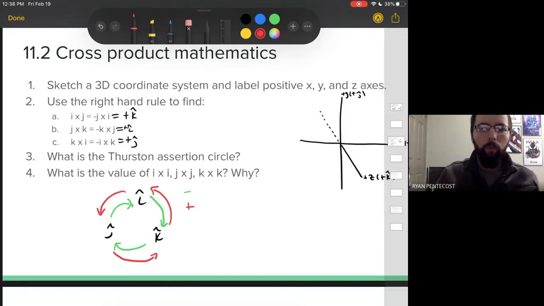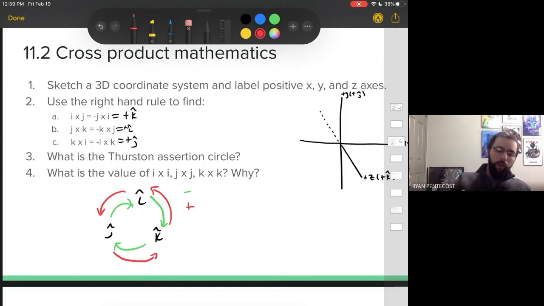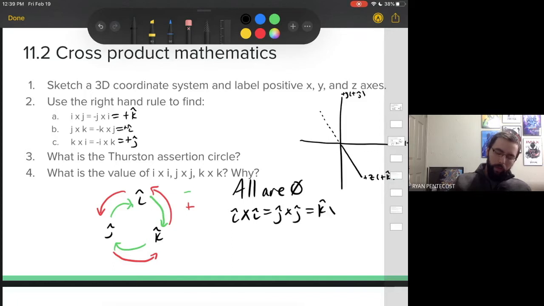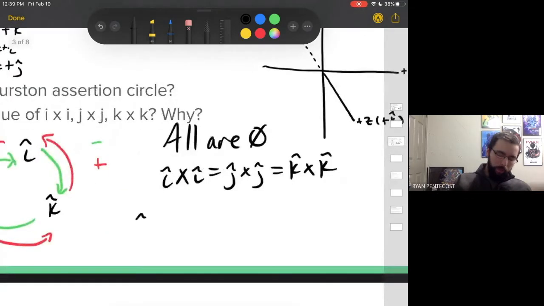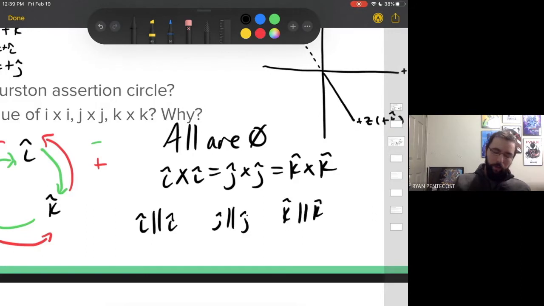All right, now what is the value of i cross i, j cross j, and k cross k? So all of these are 0. Okay? i cross i equals j cross j equals k cross k. These all equal 0 because i is parallel to i, j is parallel to j, and k is parallel to k, right?